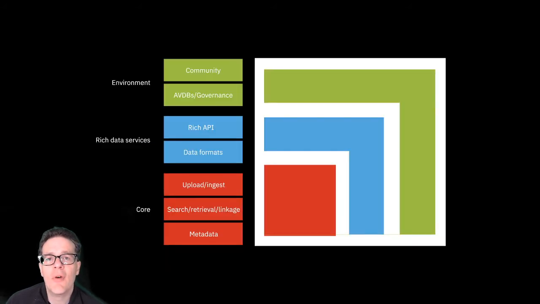We provide our services in three main groups. So the red block are what I think of as the core functions of an archive. So providing ways to get data into the archive, get data out of the archive, search and link data, and particularly those latter two things require the right metadata in order to do that.